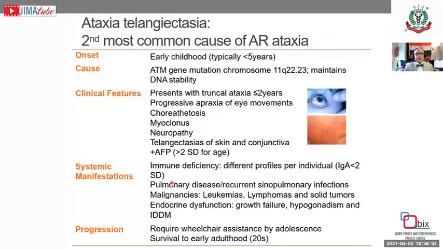Ataxia telangiectasia, another disorder which we see in children, where the DNA repair mechanism is disturbed, presenting with truncal ataxia, apraxia, choreoathetosis, myoclonus, neuropathy. Most important is the telangiectasia. These are on the skin. You mustn't miss them because this is a common short case, including in the conjunctiva. You can see the telangiectasias, and they will have other immune deficiencies causing recurrent lung infections and malignancy predisposition, and the survival is not good.